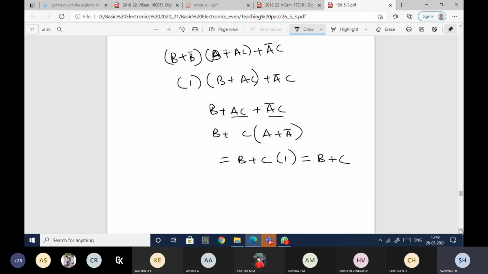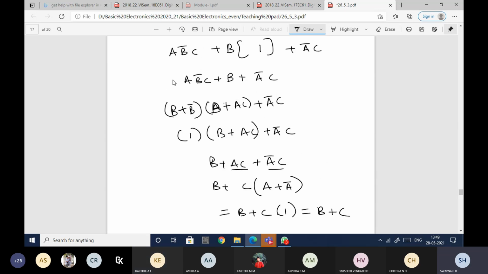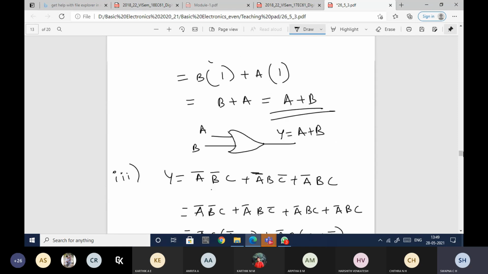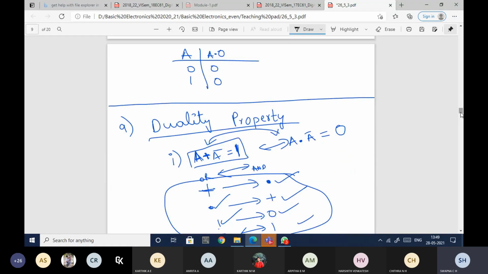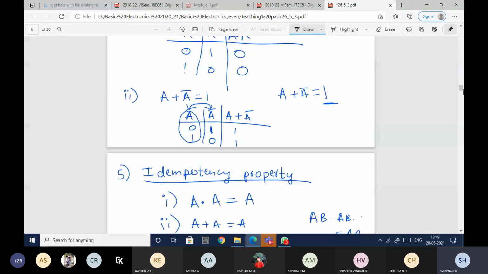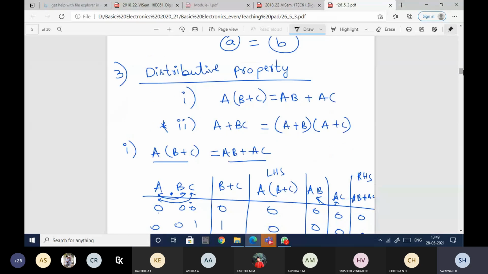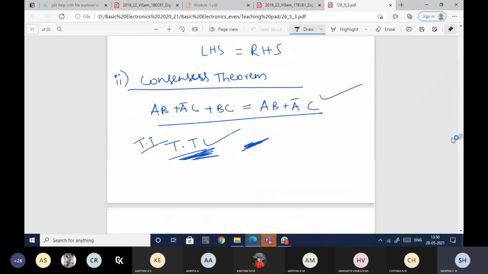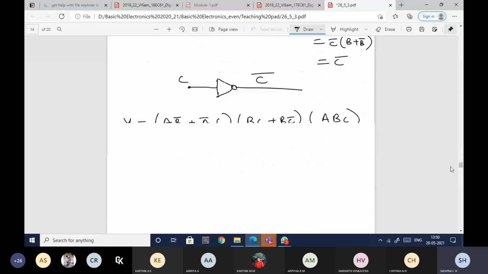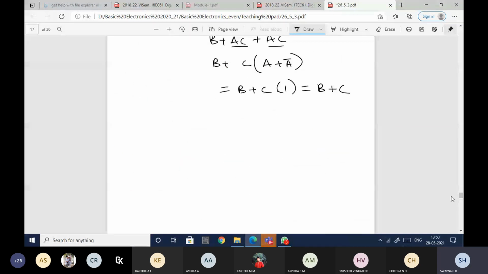Any doubts here? See here, this is what I told you when I was teaching the distributive property, that it is very, very important. I don't know whether I have it here or not, but when I was teaching, I told you it is very, very important. Maybe I would have put a star mark also there. See, I put a star mark also there. So you should be able to split it in the form which I have shown. Make sure that when you are splitting, you will have some Boolean property there. That is how you need to take care.